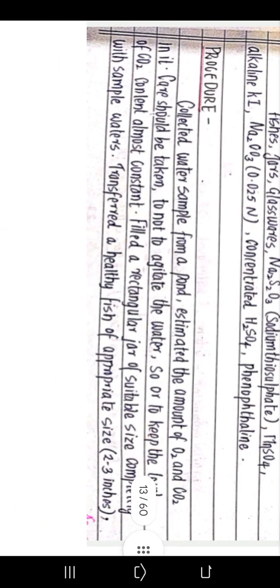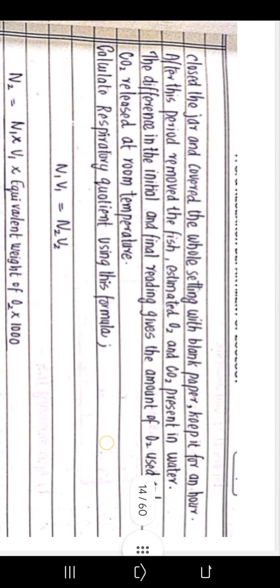First, collect a water sample from a pond. Estimate the amount of O2 and CO2 in it. Care should be taken not to agitate the water, to keep the level of CO2 content almost constant. Fill the rectangular jar of suitable size completely with sample water. Transfer a healthy fish of appropriate size, 2 to 3 inches. Close the jar and cover the whole setting with black paper. Keep it for an hour.